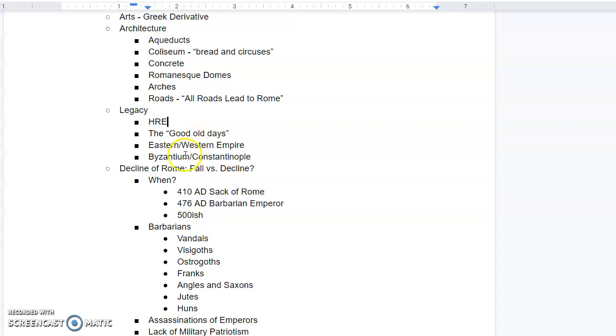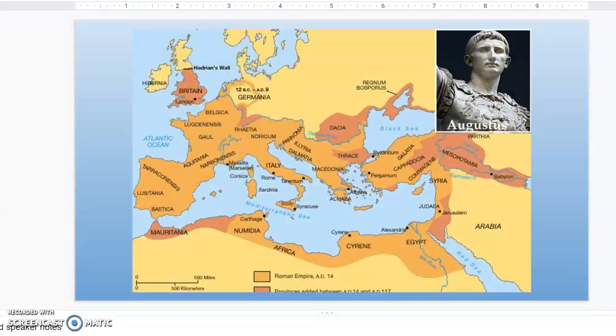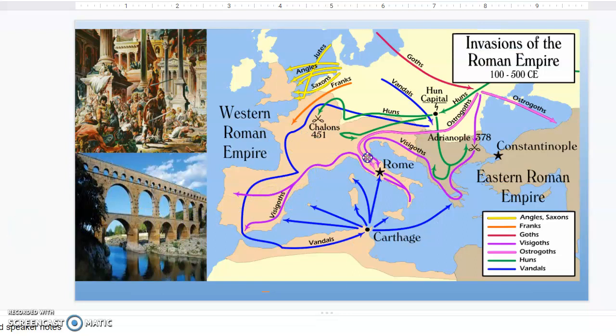Another major legacy is the major eastern-western split in the empire. This map doesn't show it. This one does, where you had actually in the 300s, the emperor split the empire. And actually, the eastern half tended to be more Greek-speaking, tended to be more urbanized, richer, and they set up a new capital on the Bosporus Strait at Constantinople, named after Emperor Constantine, or it'd be Constantine City. And the western half of the empire continued to be run from Rome.